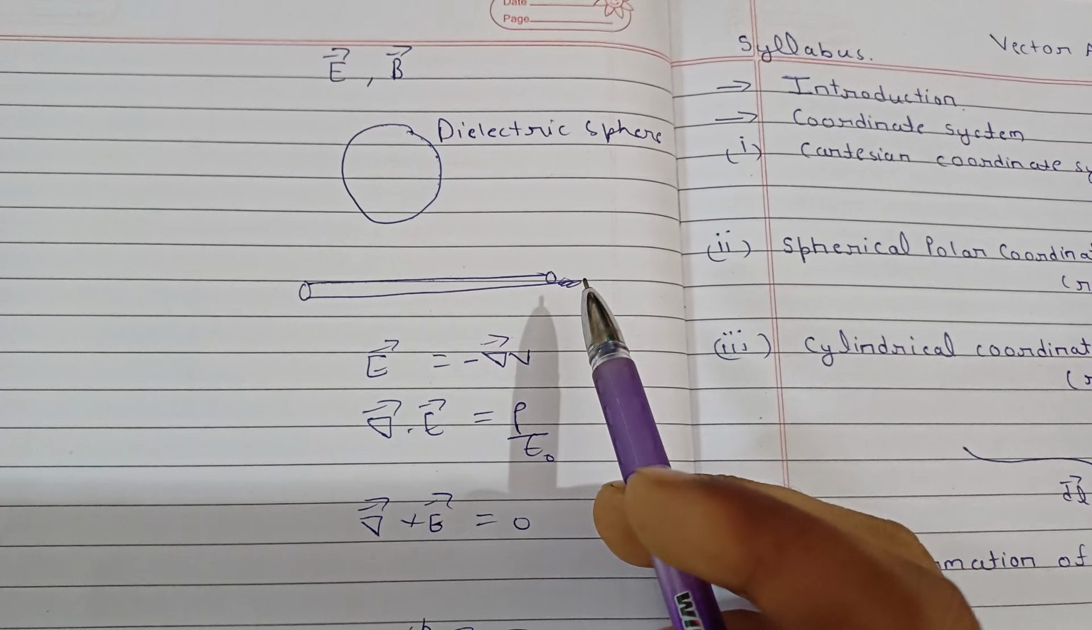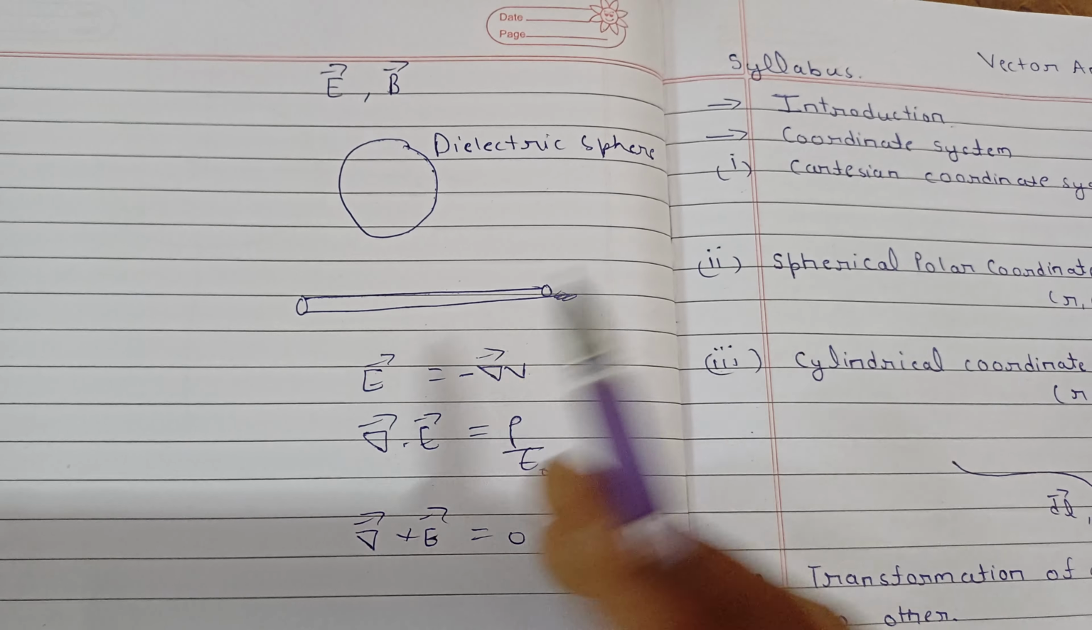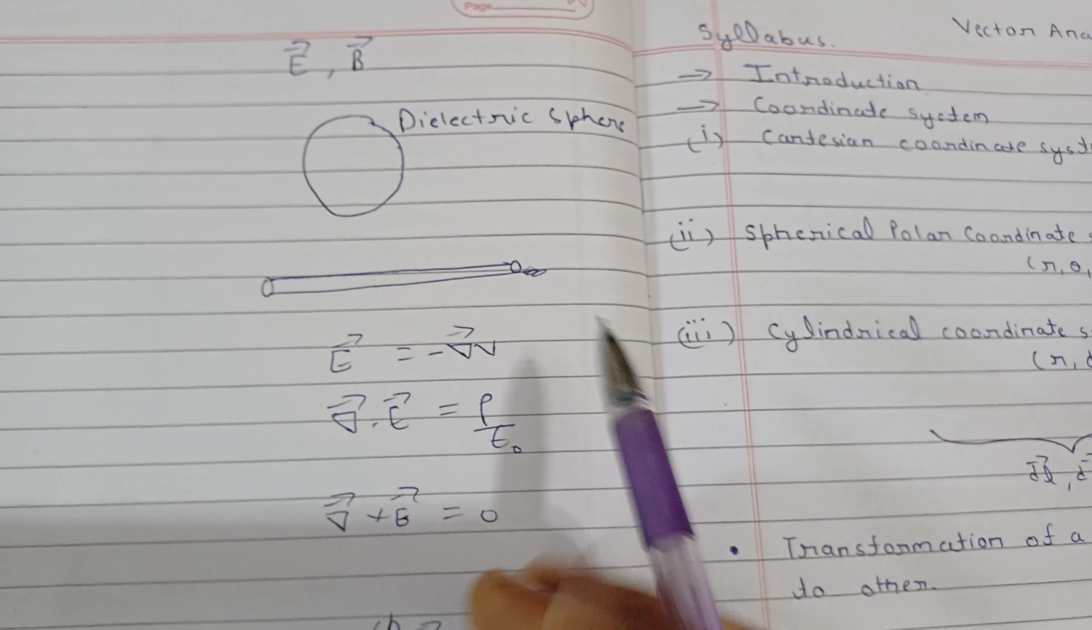Then we will start electromagnetic theory also, but this is a part of mathematical physics, so questions can be asked from here also, from the different types of coordinate systems. Let's see the syllabus first.